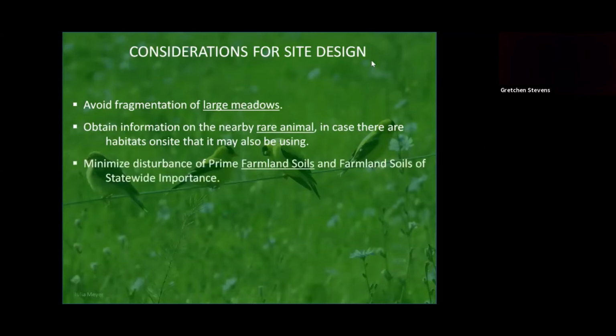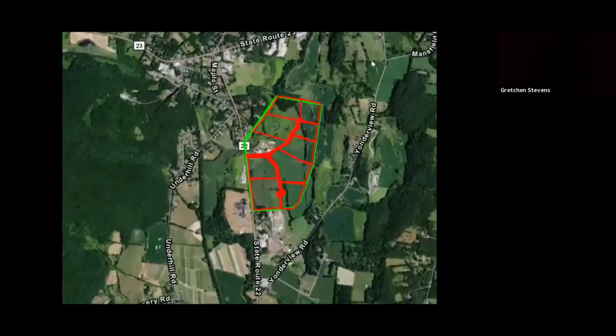Minimize disturbance of the good farmland soils, and even if they have to be disturbed in some ways, because they are over much of the site, there might be ways that you can locate new development on the soils of lesser quality for farming. And minimize the visual impacts on the scenic corridor. That's the kind of thing that will be noticed by many members of the community.